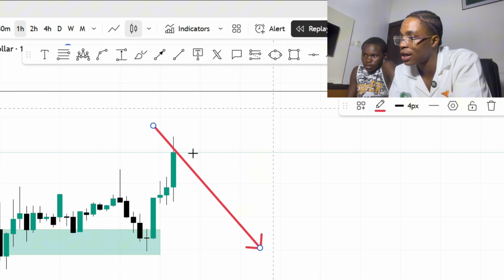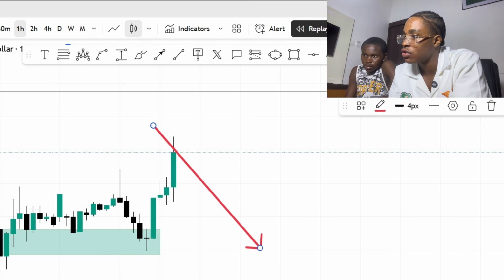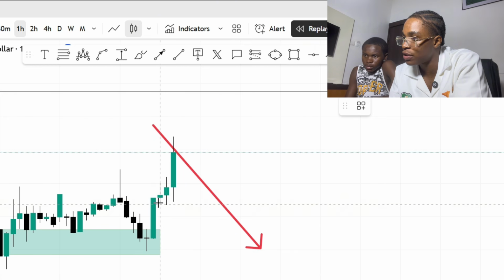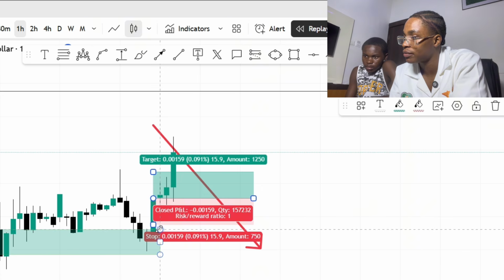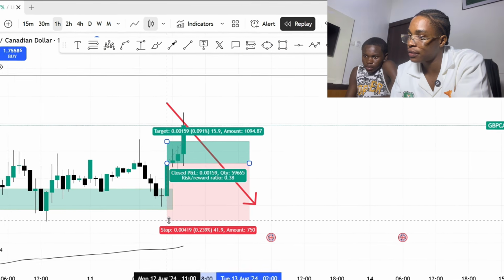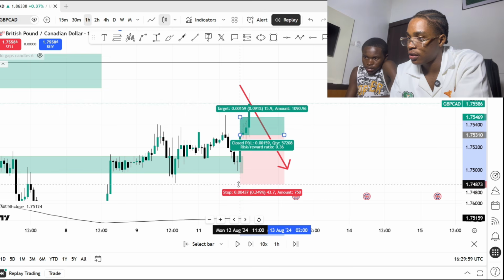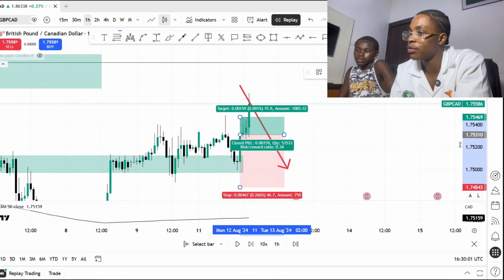So where would you enter? Immediately after the candlestick on the 1 hour time frame. Please, if you don't understand, tell me. Right? Do you understand? Yes. Where will you put your stop loss? Below here, right? Below this area. Okay. And then where will you put your take profit?